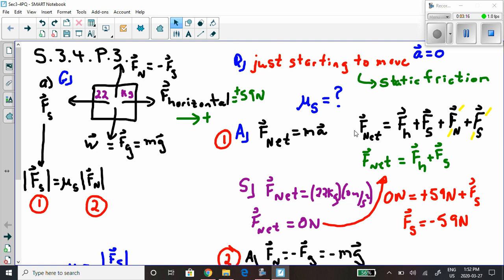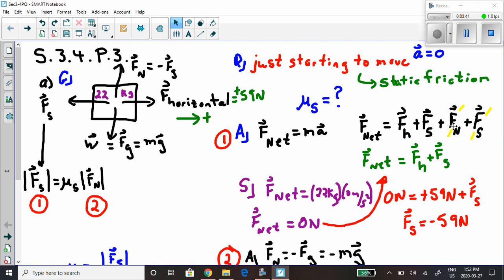So here we go. Analysis A, for finding the force of static friction. We write down F net equals ma. We write down F net as the sum of all forces. So what are the forces acting on this? Well, we look at the free body diagram. There is the horizontal push, 59 newtons. There's the force of static friction. There's the normal force. There's the force of gravity.